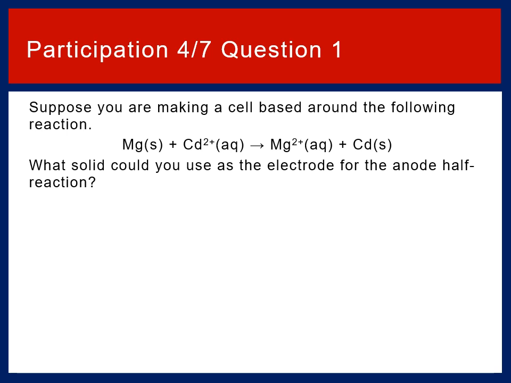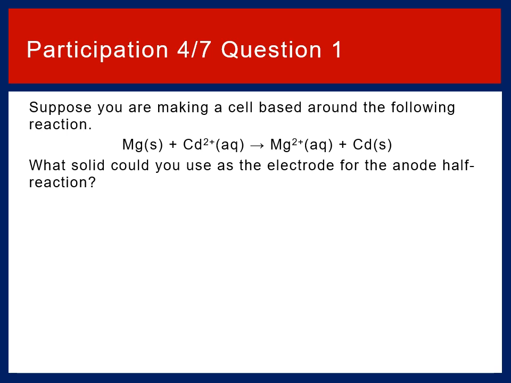Participation 4.7, question 1. Suppose you are making a cell based around the following reaction. Mg solid plus Cd2+ aqueous becomes Mg2+ aqueous and Cd solid. What solid could you use as the electrode for the anode half reaction? This is the first question on participation 4.7, due Tuesday, April 7th at 11:59 p.m. over on Blackboard. The link to the assignment is right below the document where these videos are posted.